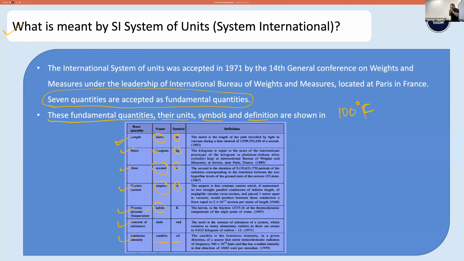So what are the units used for it? Length is measured in meter, symbol used is small m, mass is measured in kilogram, symbol used is kg, time is measured in second, s. Electric current is measured in terms of ampere and A. Thermodynamic temperature is measured in terms of Kelvin or K. Amount of substance is measured in terms of mole, M-O-L-E, and the symbol used is mol, right? You use it in gaseous state in your chemistry also. Luminous intensity is measured in terms of candela, and the symbol used is cd.